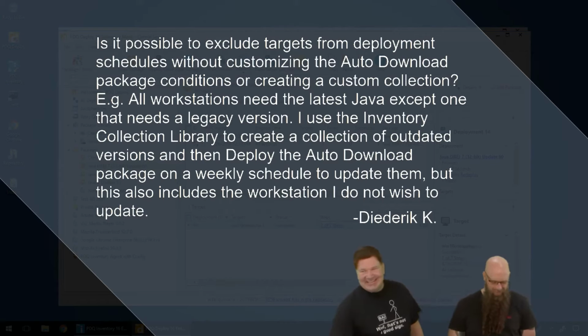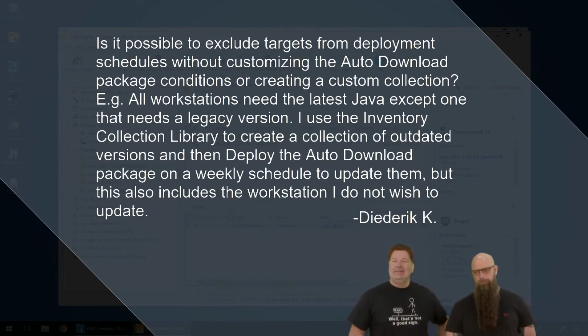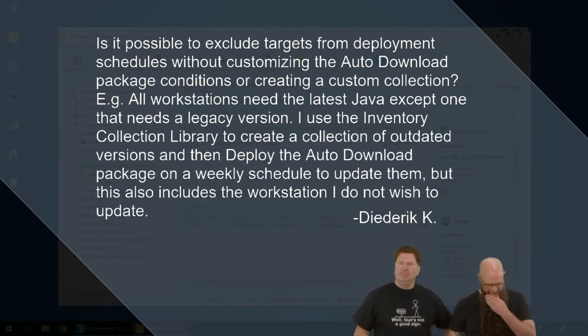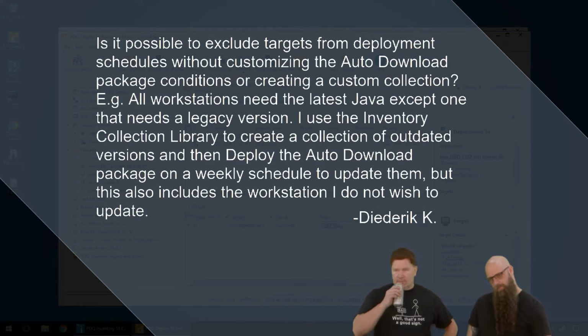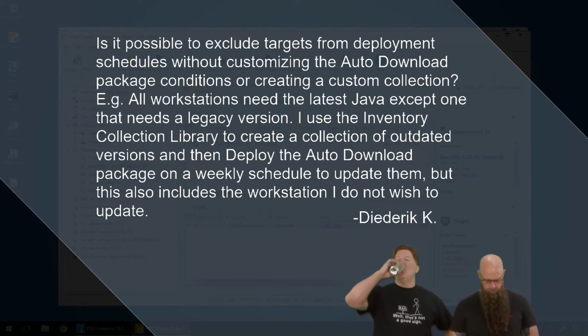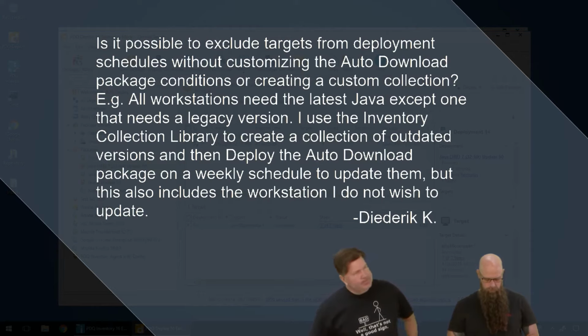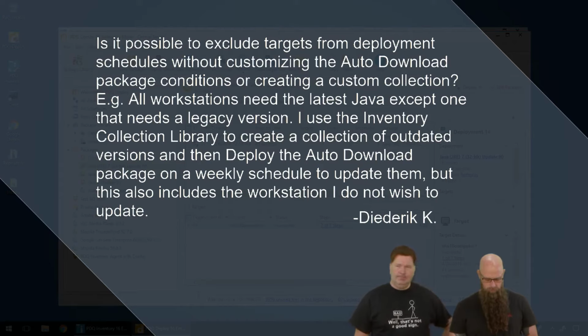Is it possible to exclude targets from deployment schedules without customizing the auto-download package conditions or creating a custom collection? For example, all workstations need the latest Java except one that needs a legacy version. I use the inventory collection library to create a collection of outdated versions and then deploy the auto-download package on a weekly schedule to update them. But this also includes the workstation I do not wish to update. Sincerely, Diedrich K.